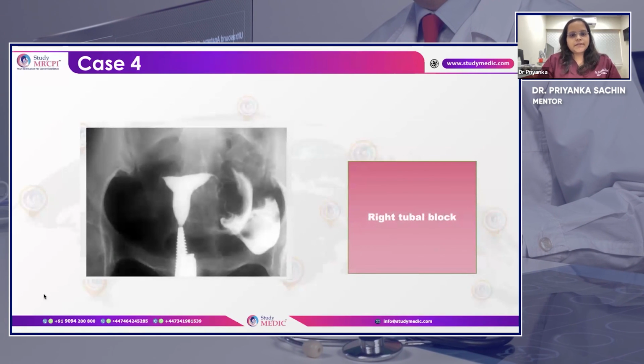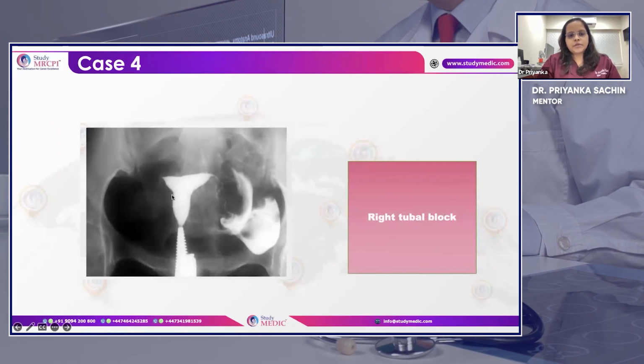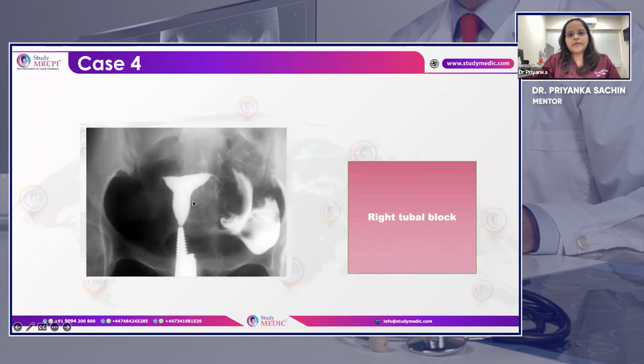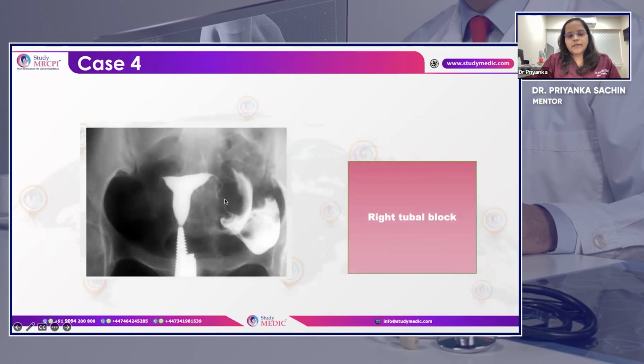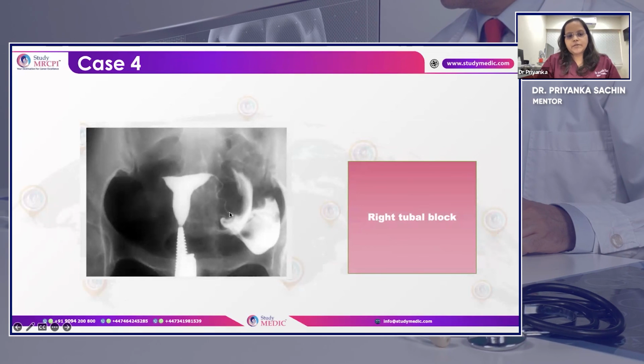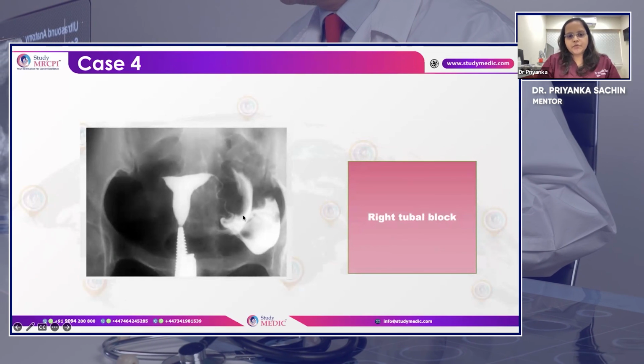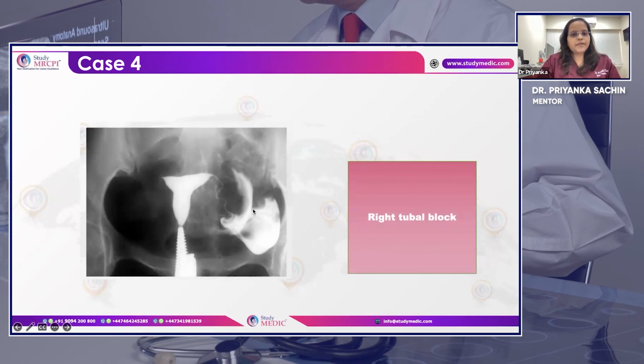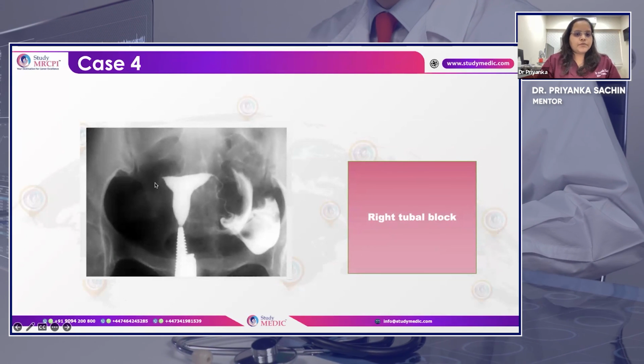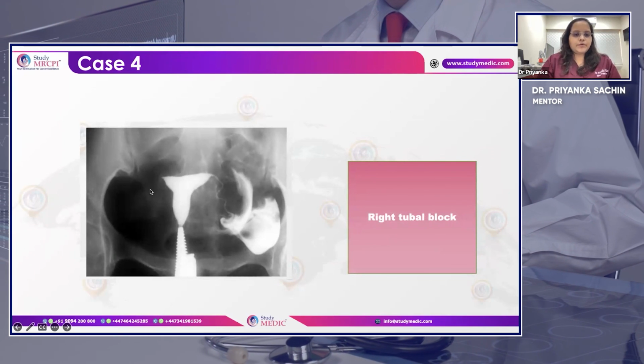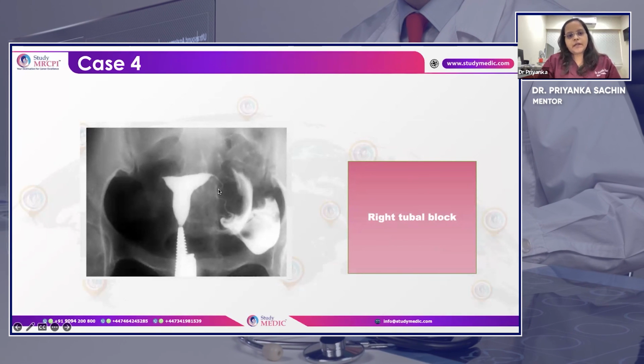And in this case, as we see, the uterus shape is seen correctly, and on the left side the contrast can be seen delineating the proper left tube and also spillage of the contrast. But on the right side we are not able to see any spillage of the contrast, and this indicates that it is a right tubal block.